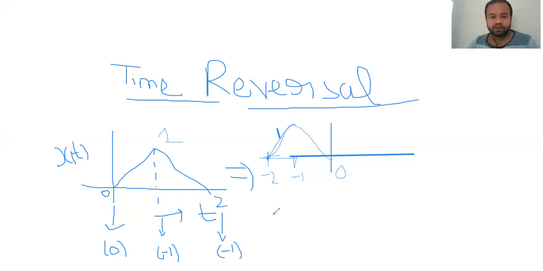Then what happens? This is nothing but x of minus t, which we have drawn with respect to time. So this is the first process I wanted to tell you. The process is very easy: you multiply all these coordinates by minus 1, and you just place the values.